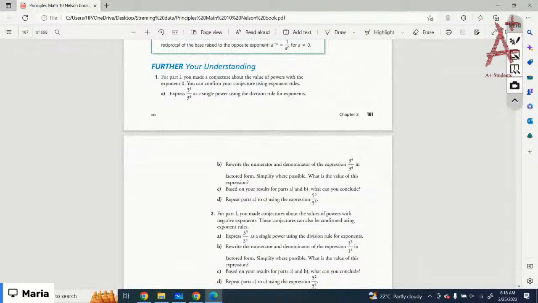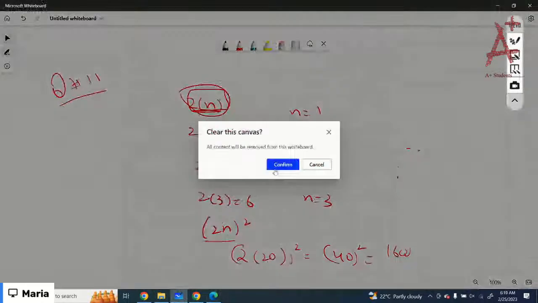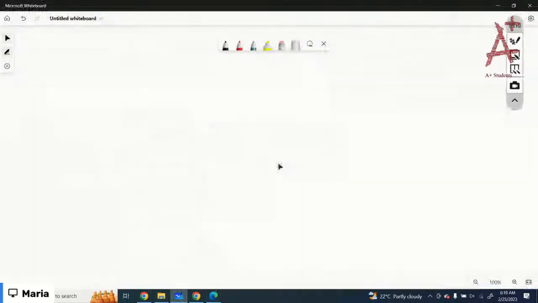Okay, the first one is part A. You can make a conjecture about the value of powers with the exponent 0. You can confirm your conjecture using exponent rules. Express 3 to the 4 over 3 to the 4 as a single power using the division rule for exponents. So you have to use the division rule for exponents, and that would be 3 exponent 4 over 3 exponent 4.